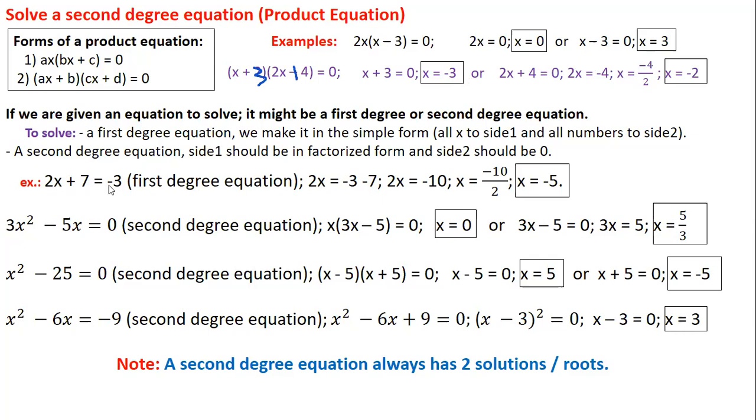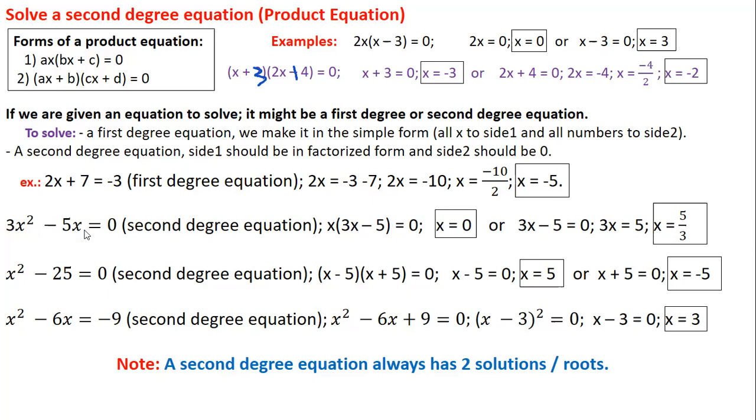2x plus 3 is equal to plus 7 is equal to minus 3, since the exponent of x is 1. So this is a first degree equation. 2x is equal to minus 3 minus 7. I'm making it simple. So 2x is equal to minus 10. x is equal to minus 10 over 2. Then x is equal to minus 5.